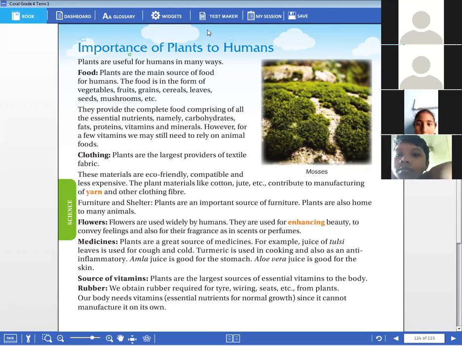Our body produces all the organs, blood, muscles, bones, it develops them, but it doesn't produce any vitamins on its own, children. That's why we have to take the vitamins from external sources like plants and animal food products like milk, cheese, butter, paneer, all these are external elements through which we take in lots of vitamins.